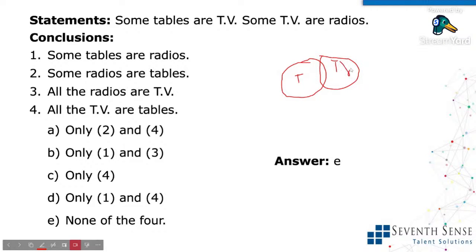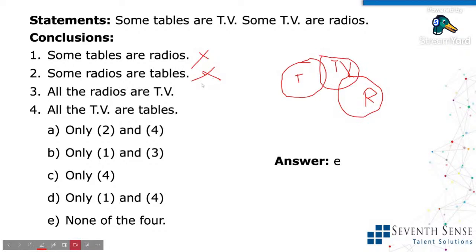T and V. Okay. Some TV are radios. So again, one more intersection. Some TV are radios. Some tables are radios? No connection. Some radios are tables? Here to here, no connection. All the radios are TV? No, some radios are TV.